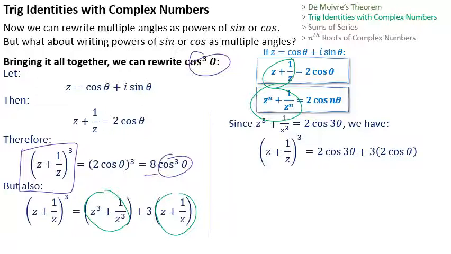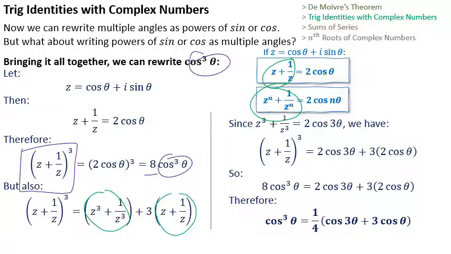So there we are. We have 2 lots of cos 3 theta plus 3 lots of 2 cos theta. Then we go back. We remember that that expanded bracket is equivalent to 8 cos cubed theta, and we divide by 8, and we get cos cubed theta is equal to a quarter of cos 3 theta plus 3 cos theta.